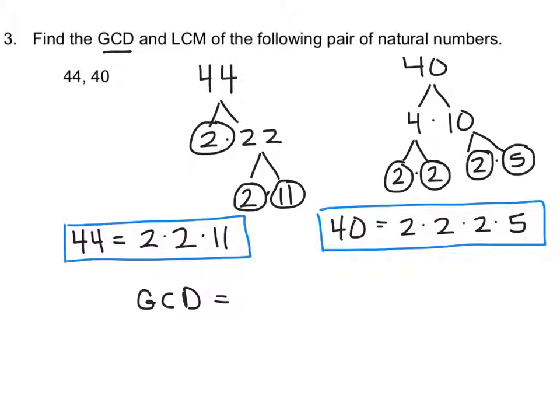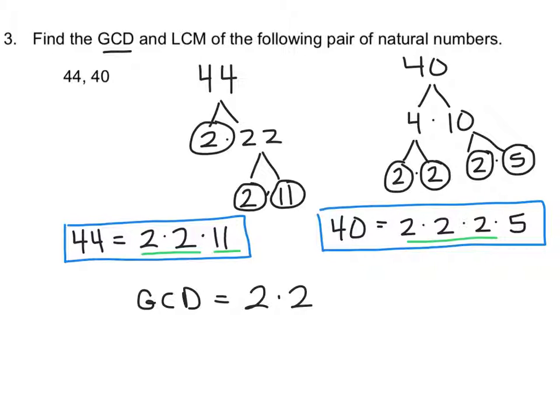So if we look at 44, I have 2 2's, and if I look at 40, I have 3 2's. So the common number of times that 2 occurs in both numbers is 2 times. So I'm going to write down 2 2's. Now we'll look at the next factor of 44. And the next factor is 11. 40 doesn't have an 11 in common, so I won't write down the number 11.